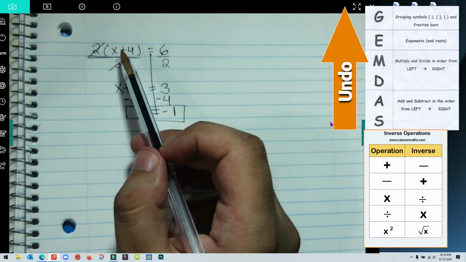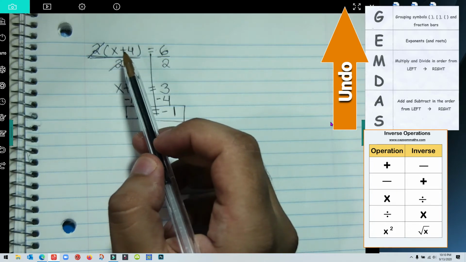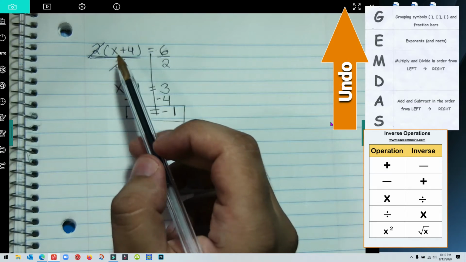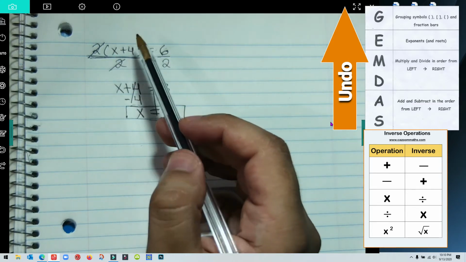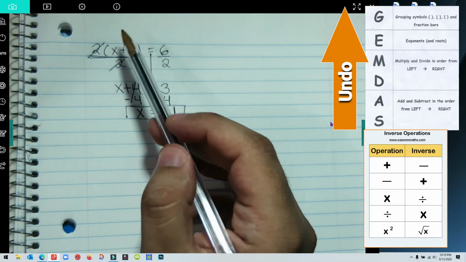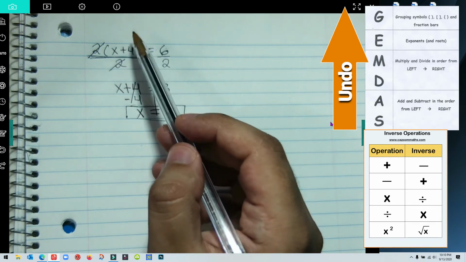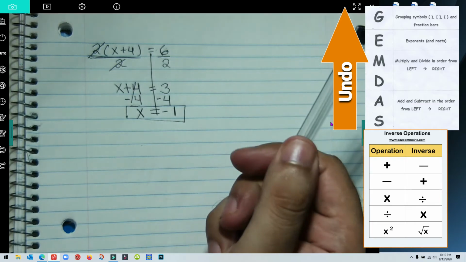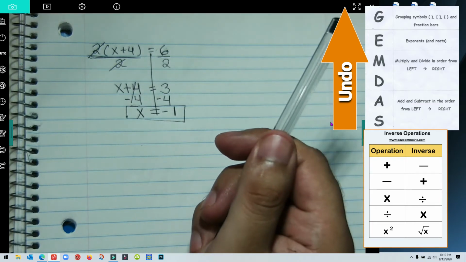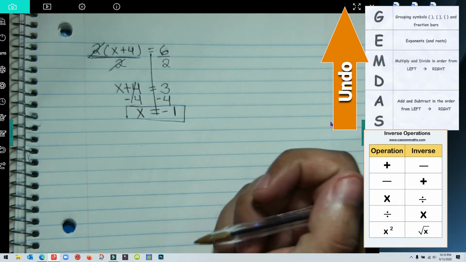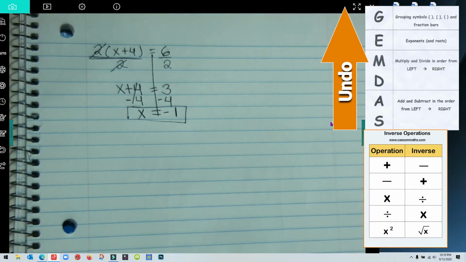Now this is a little bit more complicated, I understand, because of these parentheses, and it kind of tricks you into thinking that we have to get rid of this plus 4 first. But keep in mind, whenever we're undoing, if we have a grouping symbol, such as a parentheses or a bracket, we're going to have to leave those to the very end, because parentheses is at the very top of our order of operations, so it should be the last thing that we're doing when we're undoing our operations.